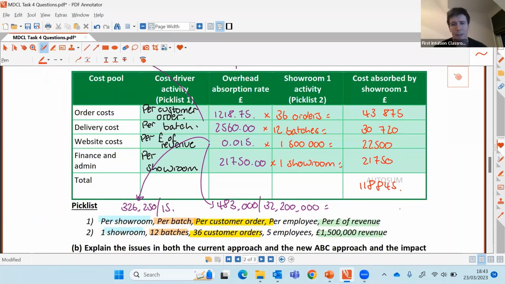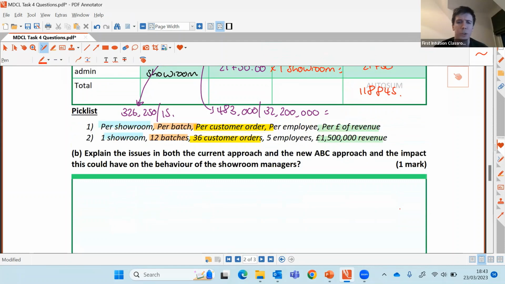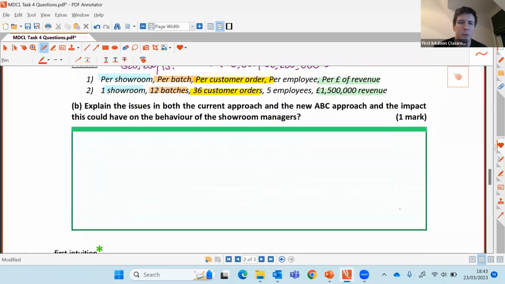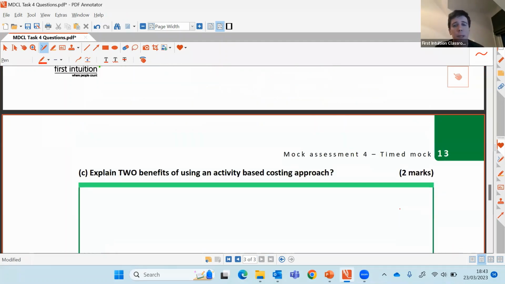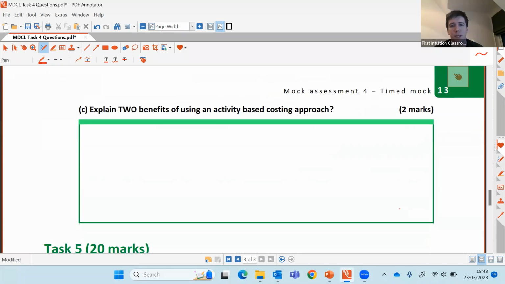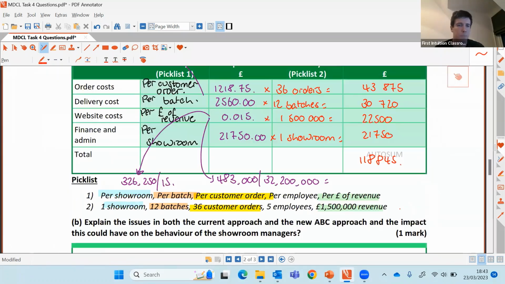Okay, so that's the calculation element. What they also appear to be dedicating marks for here, as I mentioned at the beginning, is just a mark for issues with the current approach and the new ABC approach. And then the impact, I mean, that's a lot to do for a mark, but I'll disregard the mark allocation and try and answer each aspect of that question. And then over the page, 2 benefits of using activity-based costing.